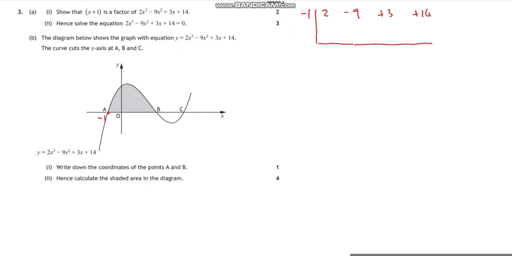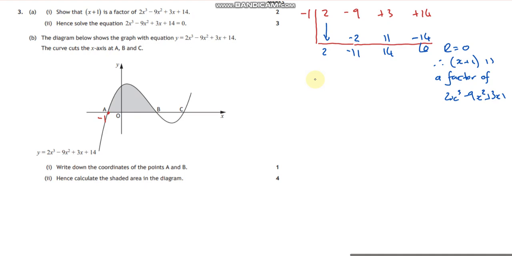Okay, and the first thing we do, we just start off writing 2. We pull that down. And then we're multiplying and adding. Multiplying, adding. So 2 times negative 1, negative 2. Add them together, multiply. Add them together, multiply. And then we end up with a 0. And we'll say here the remainder is equal to 0. Therefore, x plus 1 is a factor of 2x cubed, take away 9x squared, plus 3x plus 14.